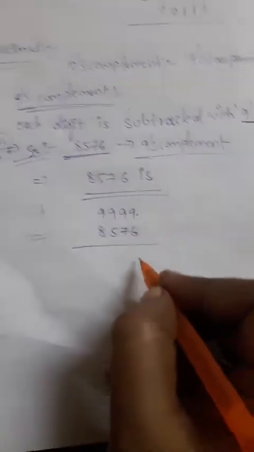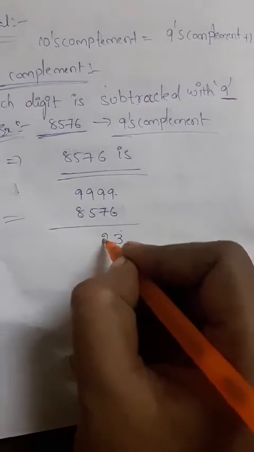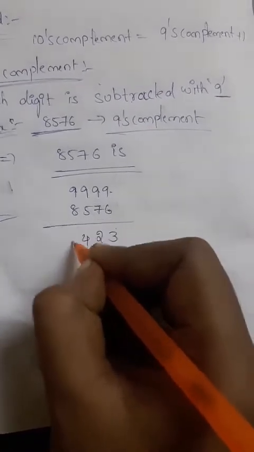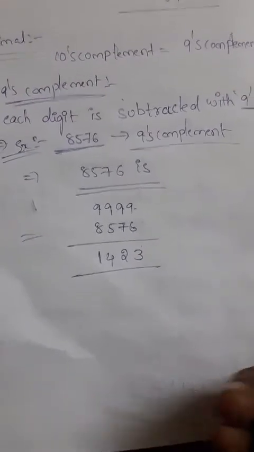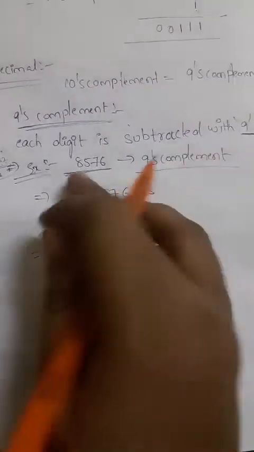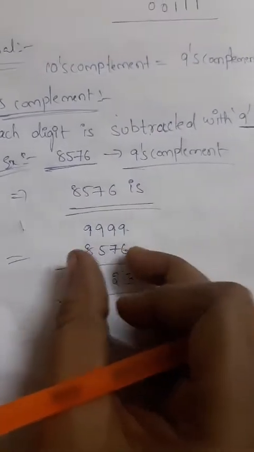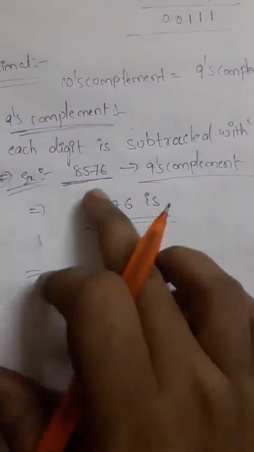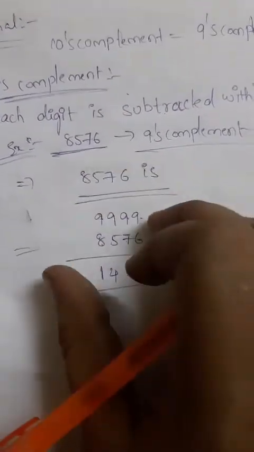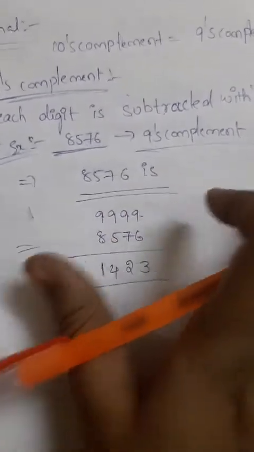So like that we can do the 9's complement. Subtracting these from 9: 9 minus 6 is 3, 9 minus 7 is 2, 9 minus 5 is 4, 9 minus 8 is 1. So finally we get the result 1423. This is the 9's complement of this decimal number. So what is the procedure? Forget how many digits there are; whatever the number, each digit of that number is subtracted from 9. That is the point.